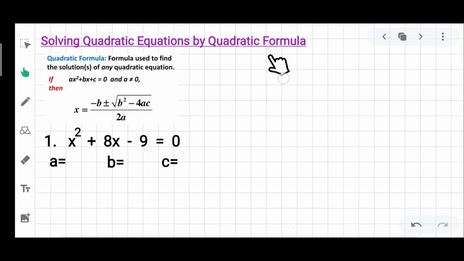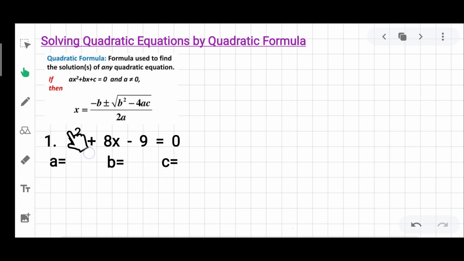Yung quadratic formula, it is best na gamitin kung yung equation natin is not factorable. Ito yung pinaka-best na gagawin natin or ways na pinipili natin sa apat na napag-aralan na natin.